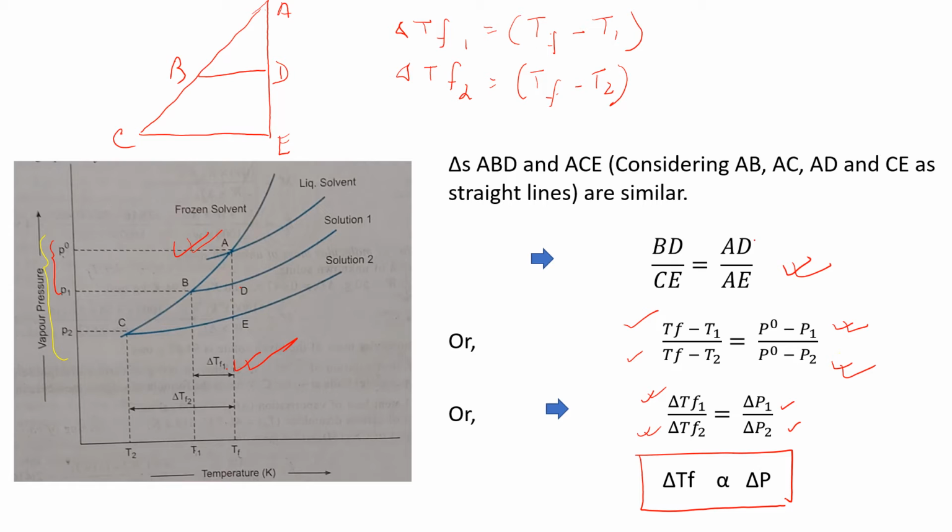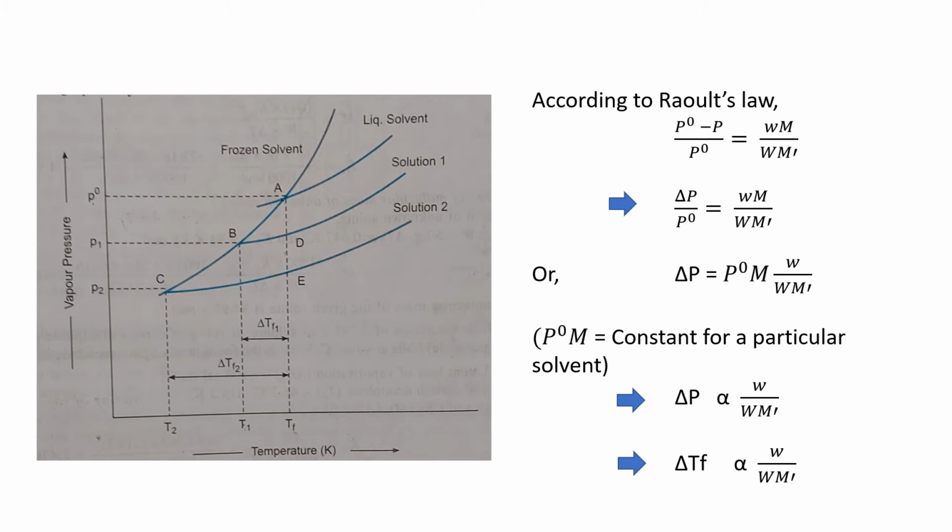That means what we are getting? We are getting that the depression in freezing point, delta TF, is proportional to the difference in vapor pressure. Now, according to Raoult's law, P naught minus P by P naught is equal to W m by capital W m dash. We have seen it. Now from here, delta P by P naught is equal to W m by W m dash. Now delta P is equal to, just cross multiply, P naught M W by W m dash.